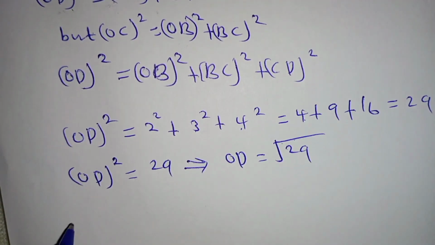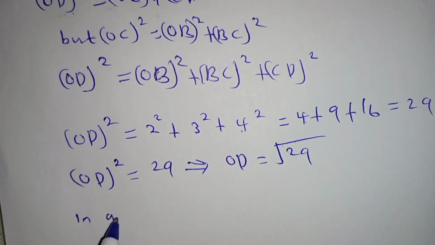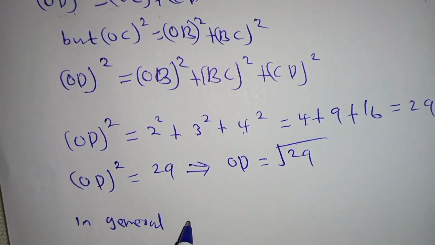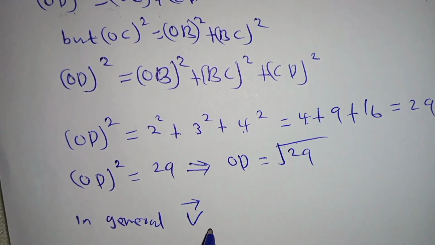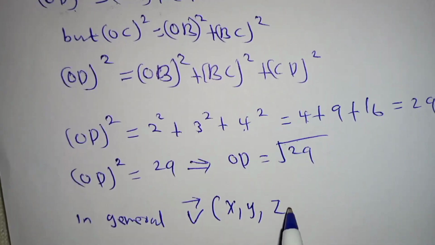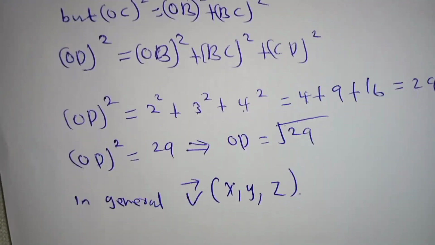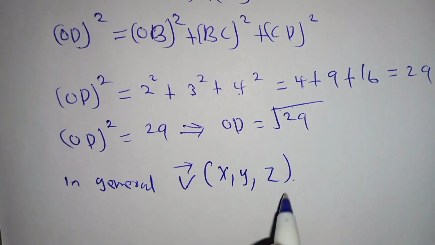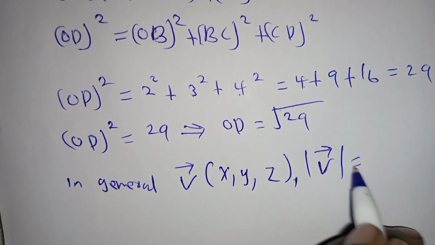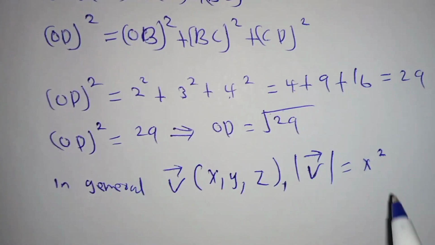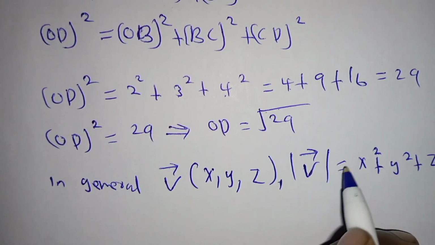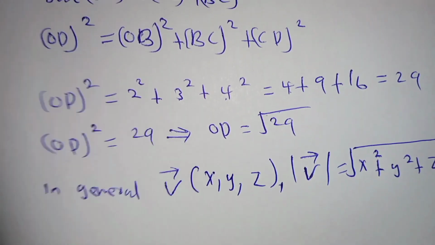So in general, the modulus of a vector whose components are x, y, z is given by the modulus. We write the modulus this way: the modulus of v will be given by x squared plus y squared plus z squared. Then you get the square root.